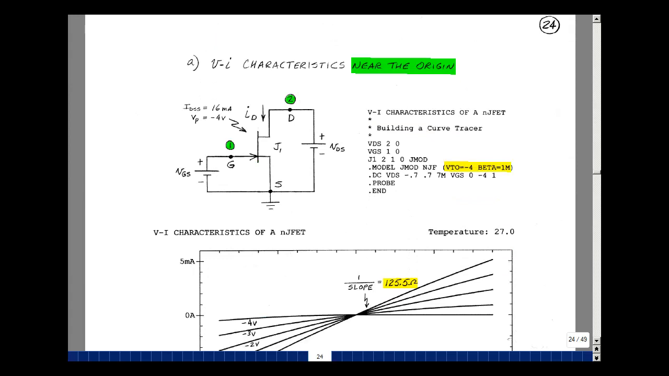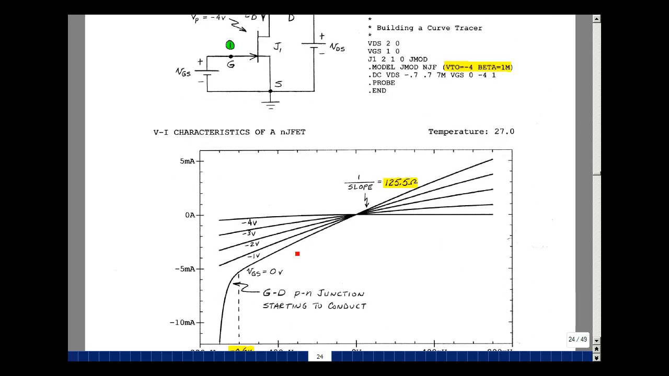Let's take a look at the VI characteristics of that transistor on the previous page near the origin. We'll do the curve tracer using the value for IDSS and the pinch-off, so a VTO of minus 4, and we calculated beta to be 1 milliamp per volt squared. But now let me vary VDS from minus 0.7 to plus 0.7 with 200 points. That'd be 7 millivolts per step. And then do our voltages from 0 to minus 4 volts in 1 volt steps. The results are shown below.